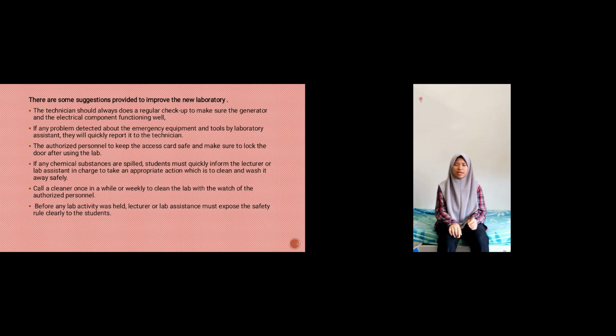Then, if any chemical substance is spilled, students should quickly inform the lecturer or lab assistant in charge to take appropriate action, which is to clean and wash it away safely. Next, we suggest to call a cleaner once in a while or weekly to clean the lab with the watch of authorized personnel. And lastly, before any lab activity is held, the lecturer and lab assistant should expose the safety rule clearly to the students.